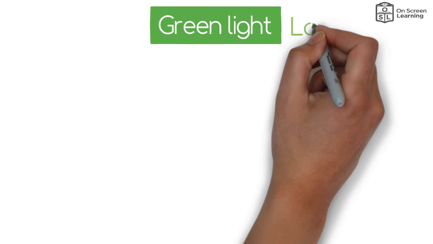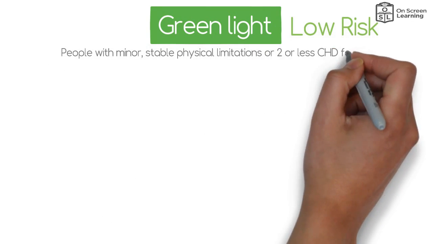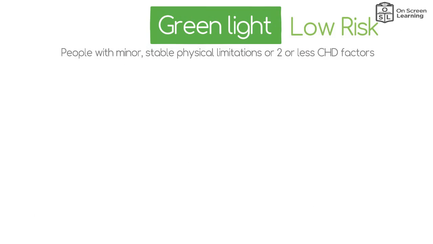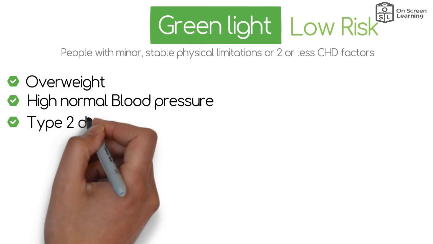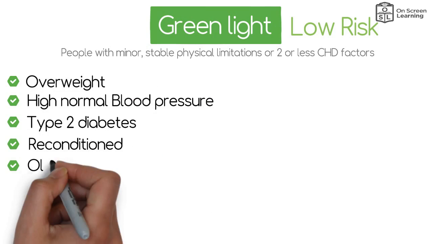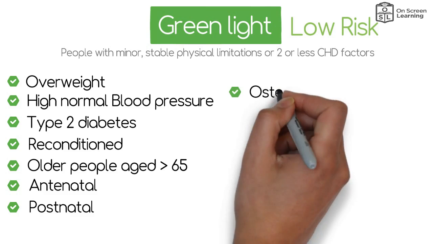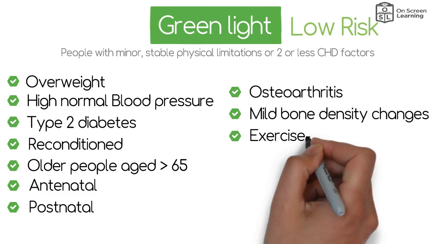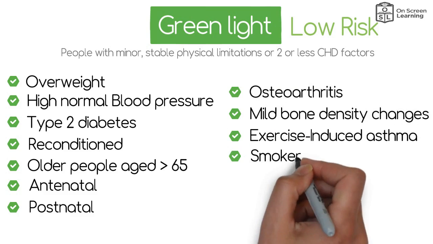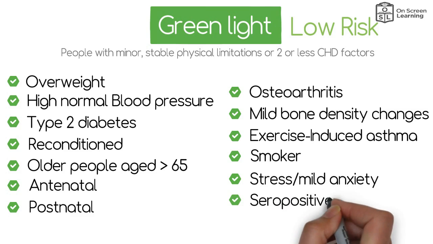Green light, low risk: people with minor, stable physical limitations or 2 or less CHD factors. The risk tool looks at topics such as overweight, high normal blood pressure, type 2 diabetes, reconditioned, older people aged over 65, antenatal, postnatal, osteoarthritis, mild bone density changes, exercise-induced asthma, smokers, stress or mild anxiety, seropositive HIV.